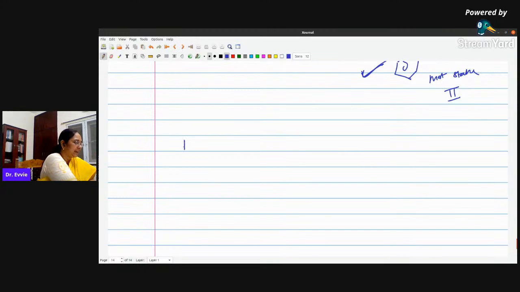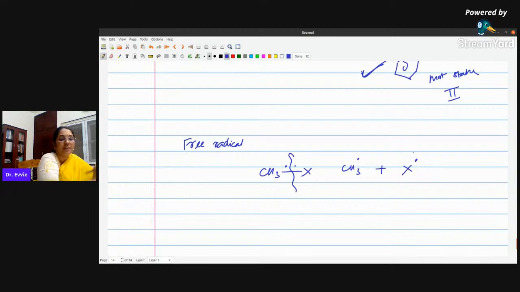So how is a free radical formed? I told you, through homolytic fission. Imagine you have CH3 and the X group here. In homolytic fission, it will break exactly in half. So you will get a CH3 free radical plus an X free radical.